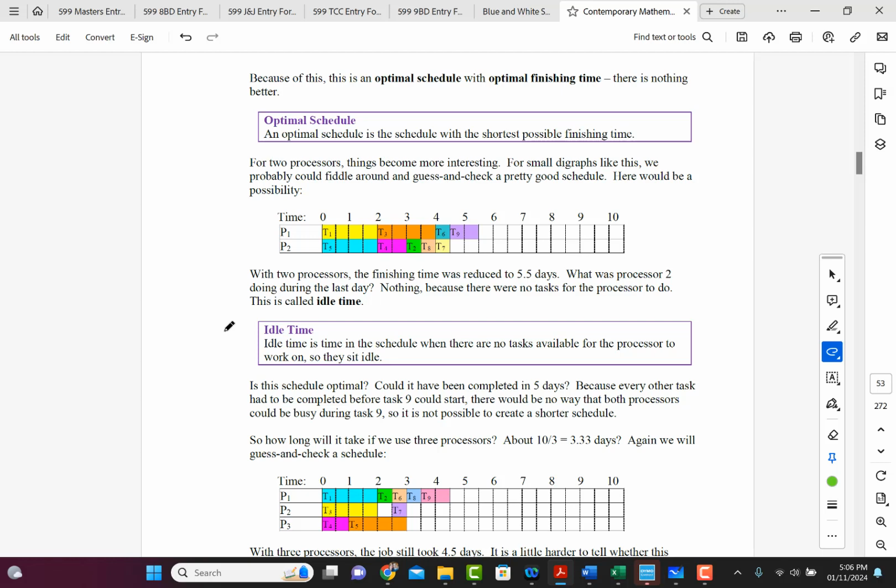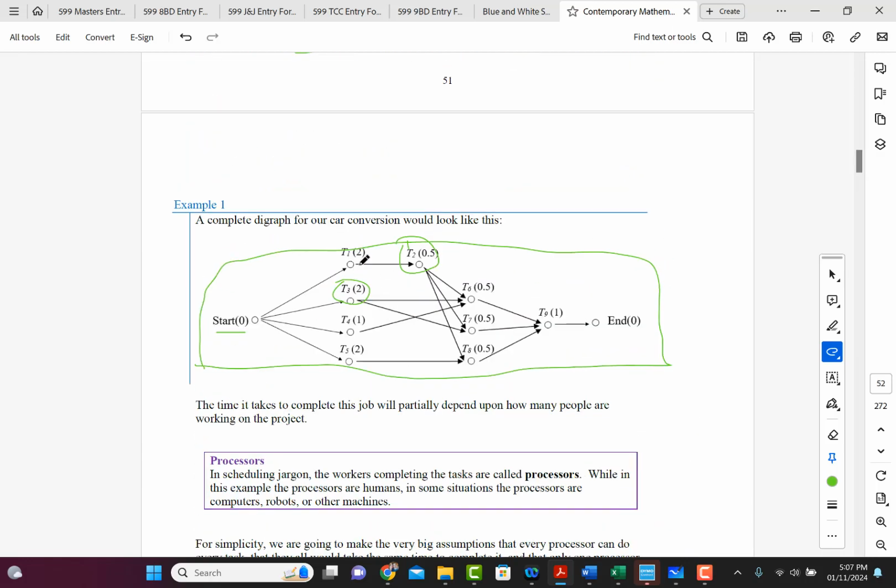So for 2 processors, things become more interesting. For small digraphs like this, we probably could fiddle around and guess and check a pretty good schedule. Here would be a possibility, right? So here's one possibility using this schedule here. Okay, so we have 2 processors. One would start task 1, and the other processor would start task 5. So task 1 and task 5. And then once task 1 is done, processor 1 can start on task 3. So if we look here, task 1 and 5 both take 2 hours, and they end here, right?